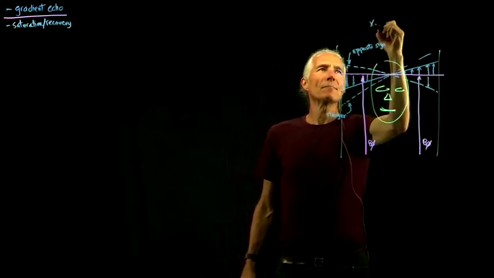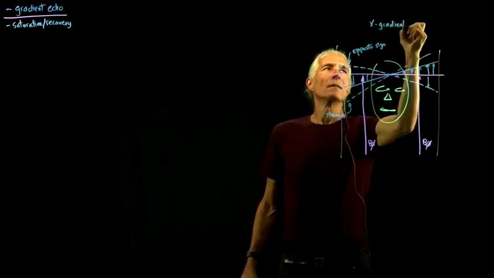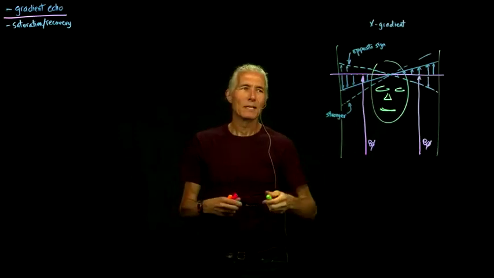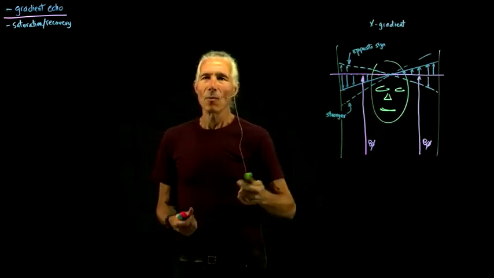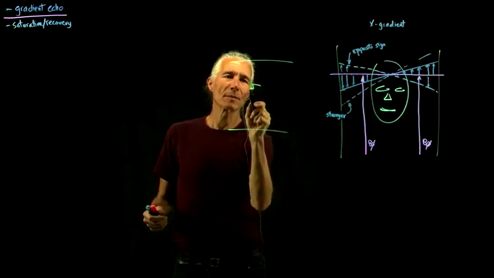But you could have the same thing for the y gradient or the z gradient. So let's just quickly draw what the y gradient looks like. Now we've got to draw it from the side. So here's the person from the side.